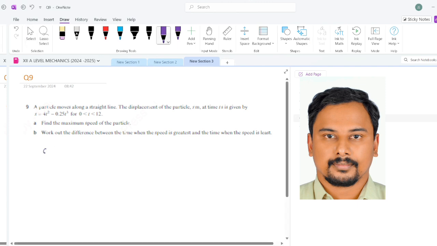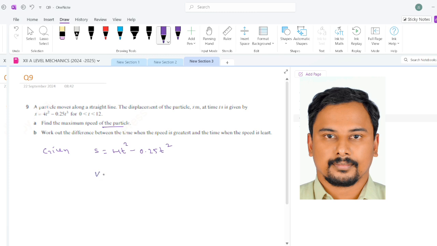So first, write the given function. Given s equals 4t squared minus 0.25t cubed. To find the maximum speed, we have to find the velocity. Velocity is the rate of change of displacement, that is ds by dt. So d by dt of 4t squared minus 0.25t cubed. If you differentiate this, what will you get?